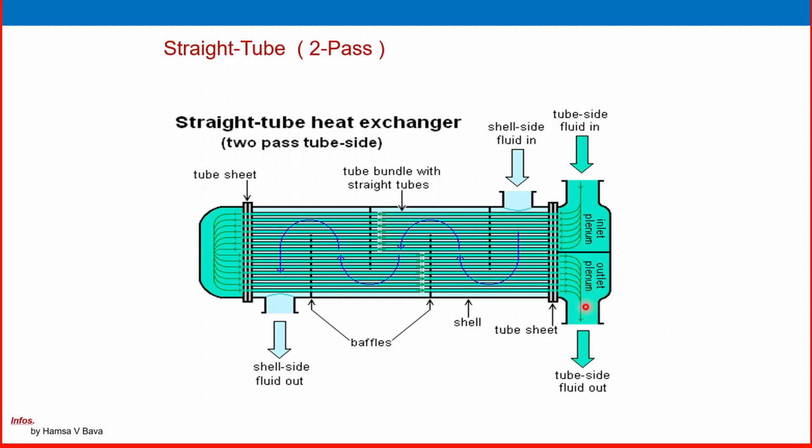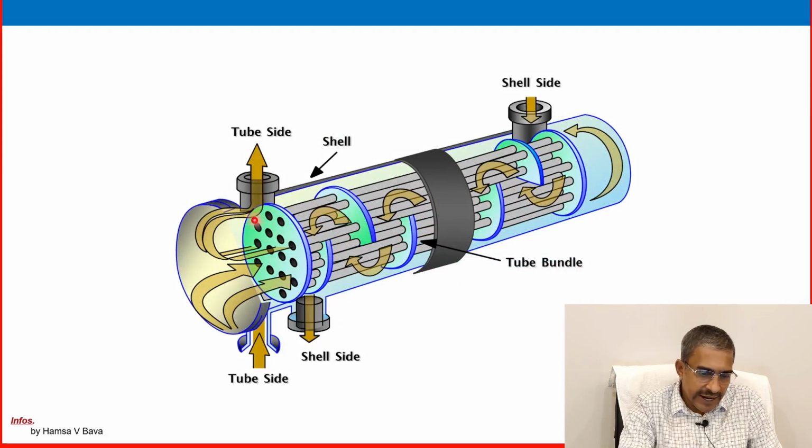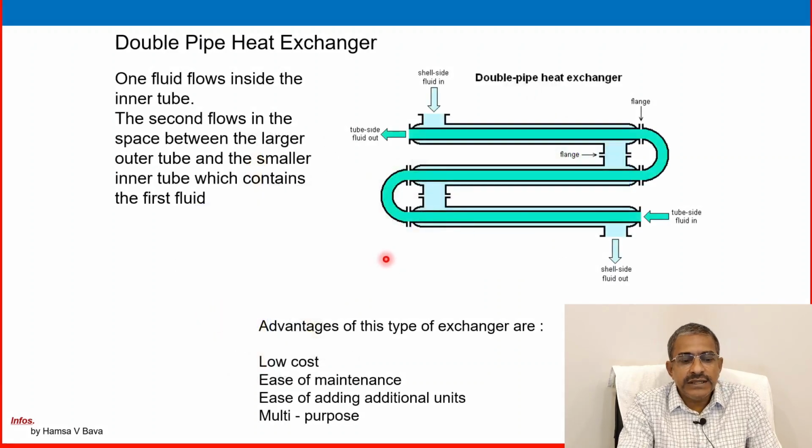Straight tube 2 pass. And this is a 3D picture. You can see that one, the tube side is 2 pass and the shell side is 1 pass. So this is a 3D picture and a good picture. And another one is a double pipe.